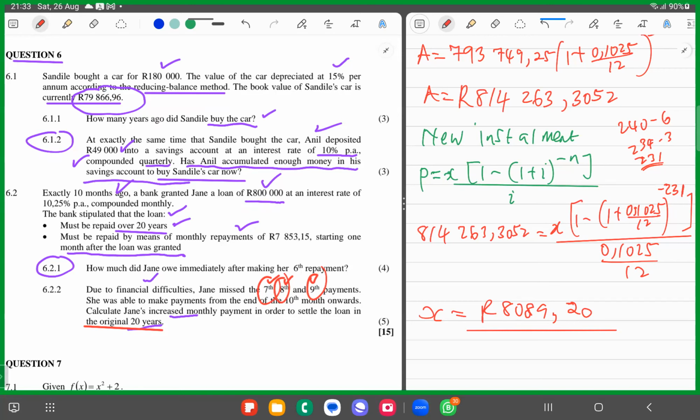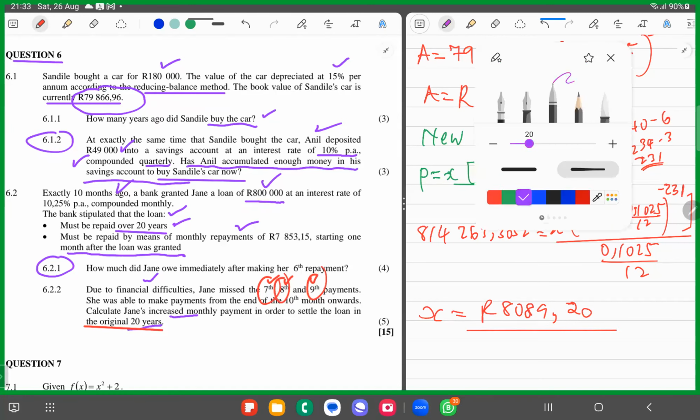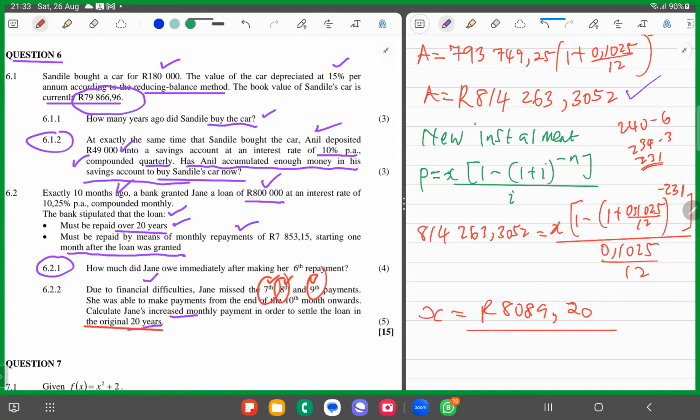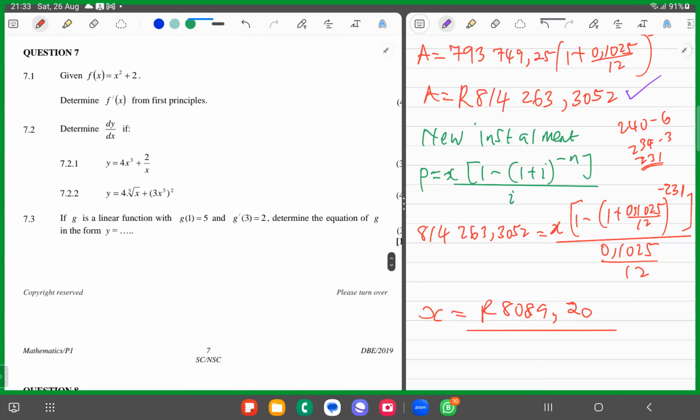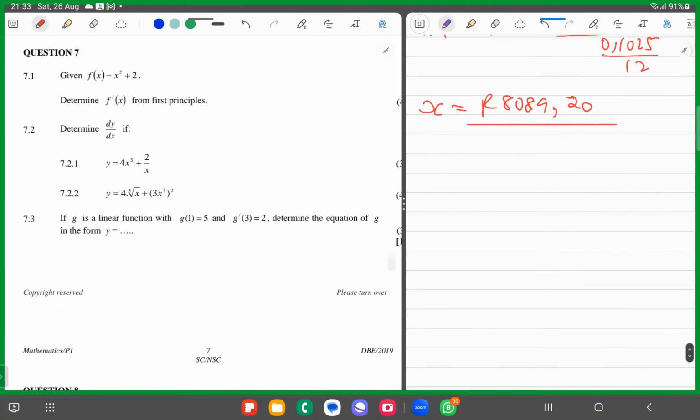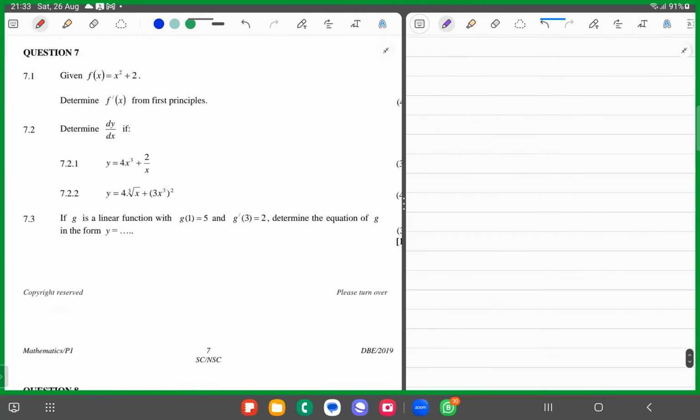If this amount of money is to be paid, he is now supposed to pay the money in the prescribed period of 20 years. Okay, so we have that. Now let's look at a little bit of calculus and enjoy ourselves more with mathematics. Right, so now let's practice and look at question 7.